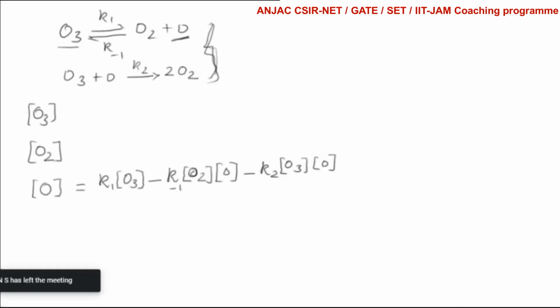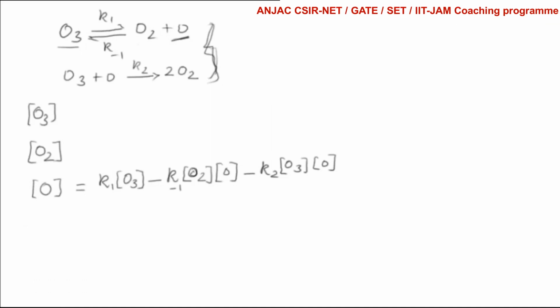Here, initially, the concentration of O is small. As the reaction goes on, the intermediate concentration keeps increasing. At one particular time, the formation of O would be equal to the disappearance of O. Formation of O is equivalent to disappearance of O. At that condition, we say that the concentration of O attains the steady state.